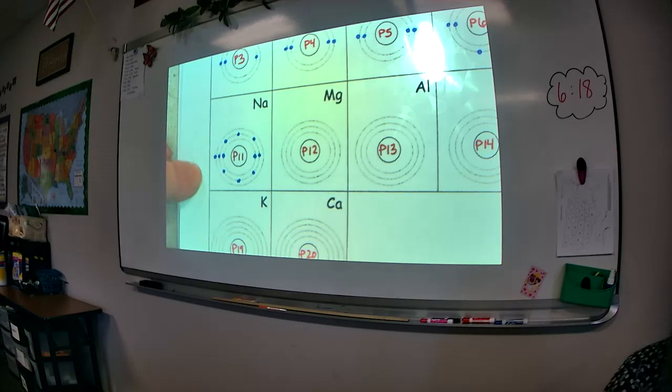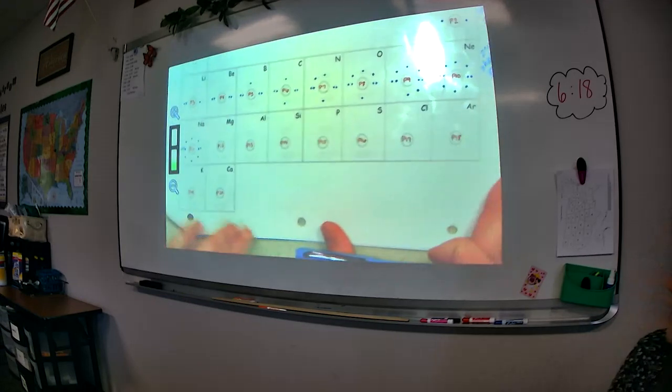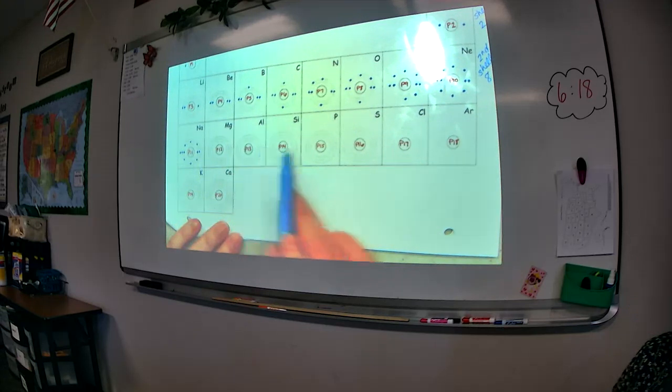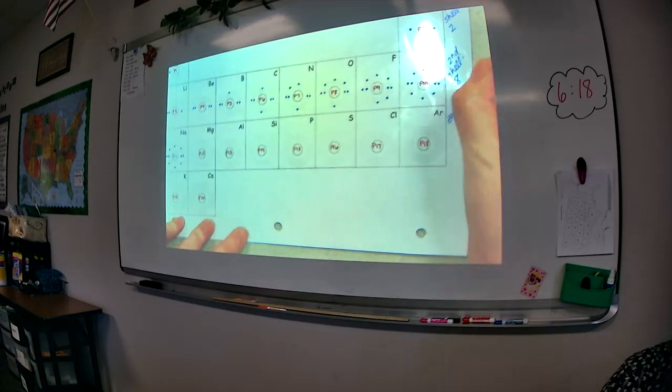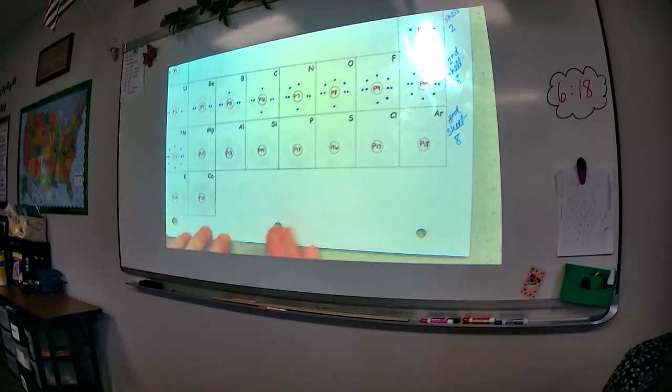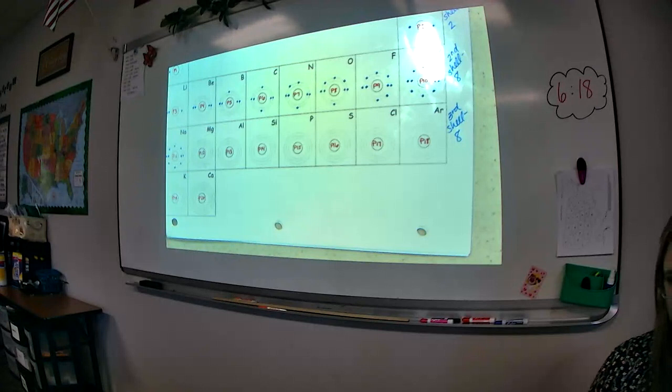For sodium, it does hold 1. But the third shell can hold a maximum of 1, 2, 3, 4, 5, 6, 7, 8. So the third shell can hold 8. If I need more than that, I have to go on to the fourth shell. So how is it that the farthest shell can hold the amount of elements on that side of the column?